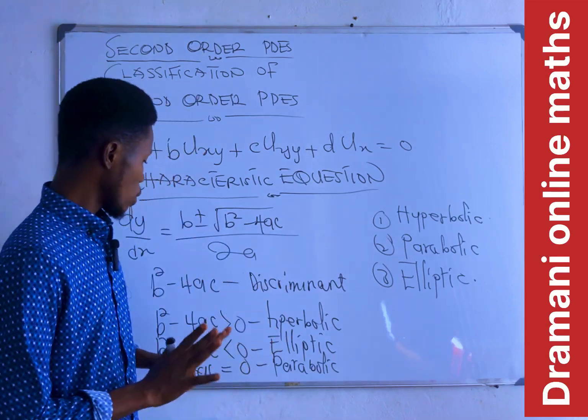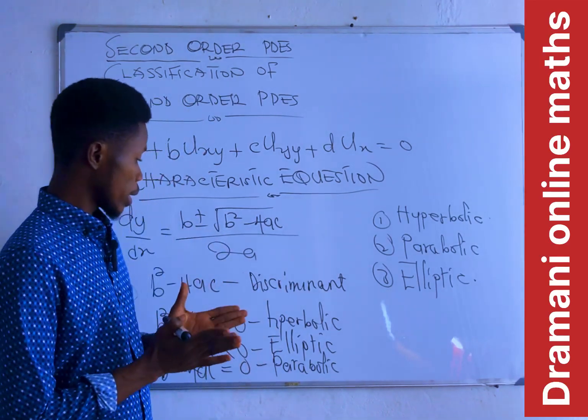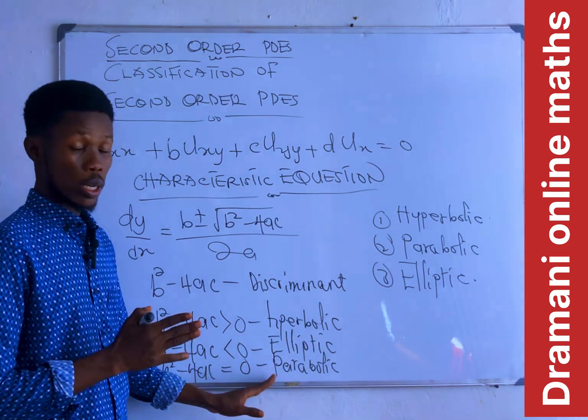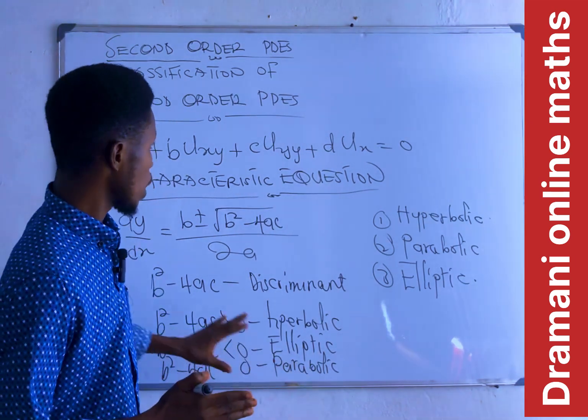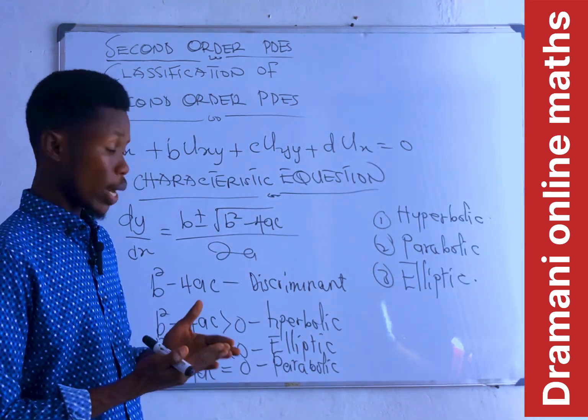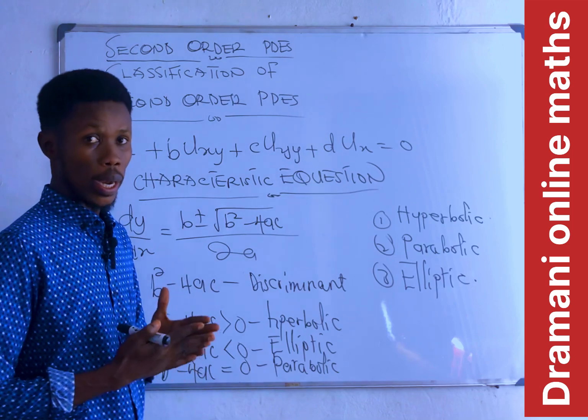You've seen that when the discriminant is greater than 0, it is hyperbolic. Less than 0 is elliptic. Equal to 0 is parabolic. Now with this, somebody might ask, where can we get our A? Where can we get our B? Where can we get our C?